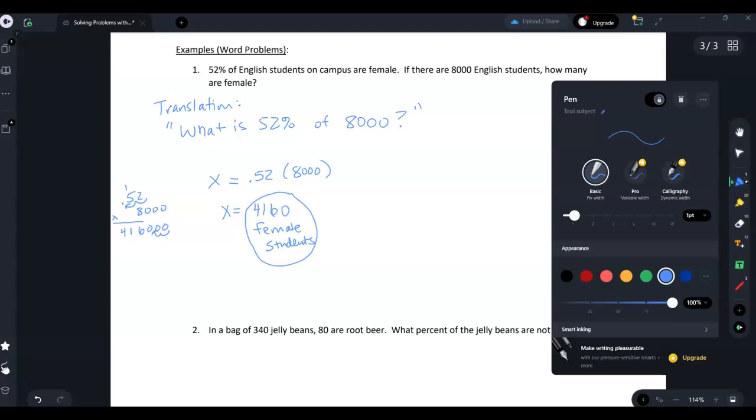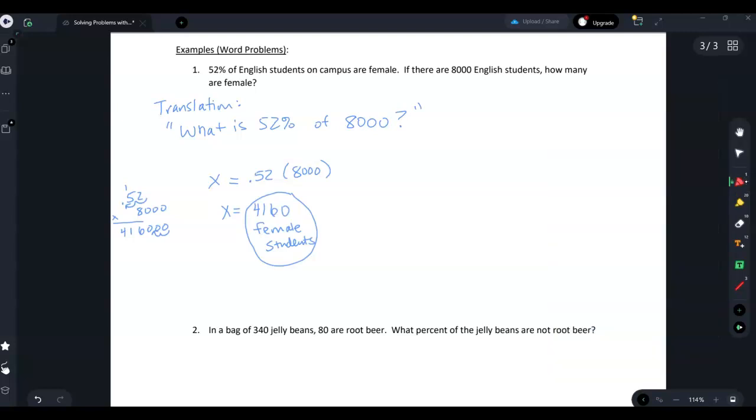And then to show you what this looks like for the proportion method, we know the percent is 52, so we could go ahead and put that over 100. And then the is part would be how many of these students were female, or what part is female. So that's the part I don't know.